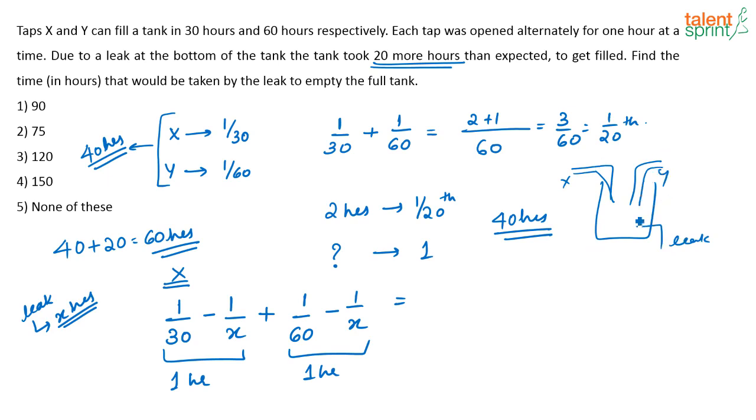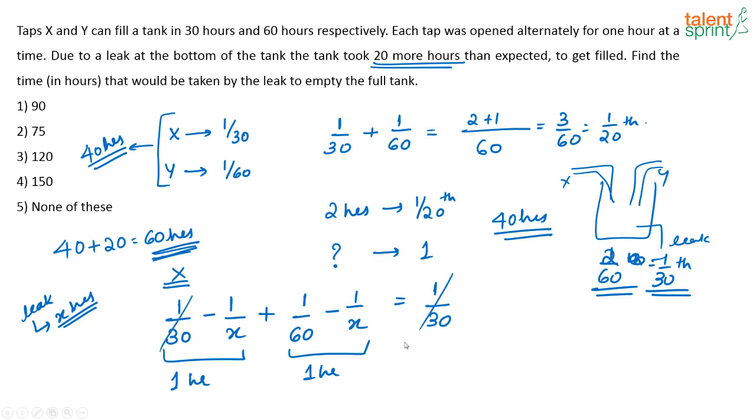Now we know that when all these three are working together in this fashion, totally it is taking 60 hours to fill the tank. Or in 1 hour, only 1/60th of the tank gets filled, that is net, right? Or in 2 hours, how much of the tank is getting filled? 2/60, or 1/30th of the tank is filled in 2 hours, net. So this is the work done in 2 hours, and this will account to 1/30. So just solve for this and you will get the answer.